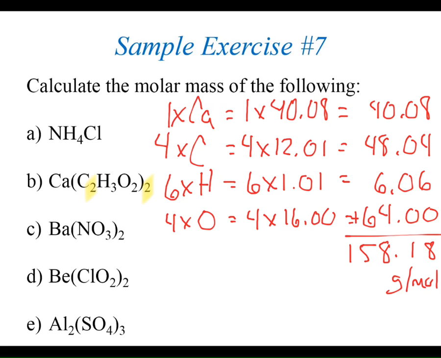Just right off the periodic table. We just add them right up. Okay, I think it's pretty straightforward. Why don't you jump down? Let's try the last one. Aluminum sulfate. Can't quite see it. Al2(SO4)3.